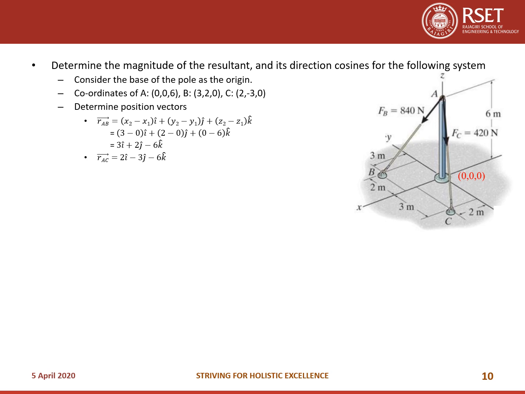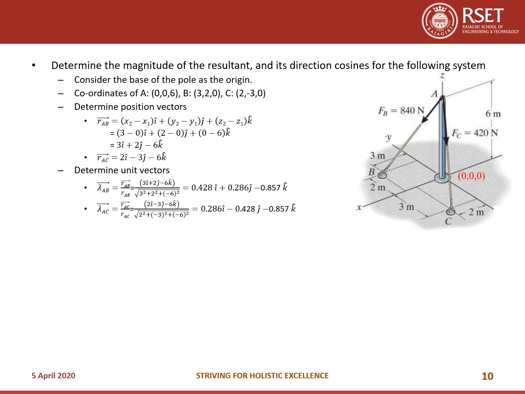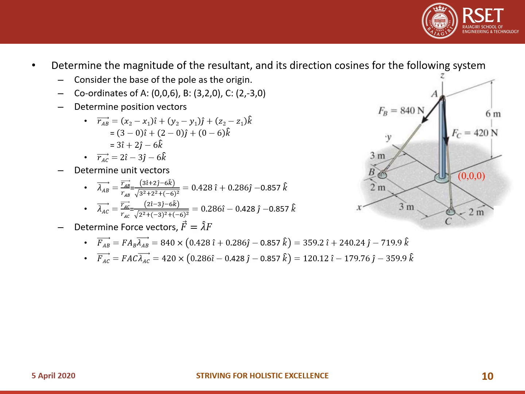Similarly, what will be RAC? 2i minus 3j minus 6k. So now you can determine the unit vectors lambda AB and lambda AC. It is directly RAB divided by magnitude of RAB. Similarly, RAC divided by magnitude of RAC.